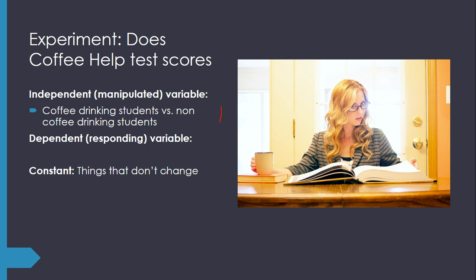The dependent variable, the responding variable in this case, would be, does coffee help test scores? You're looking for the test scores. Now, you could have multiple responding variables, but in this case, there's just the one. Do students who drink coffee score better on tests? Do students who don't drink coffee do better on tests?